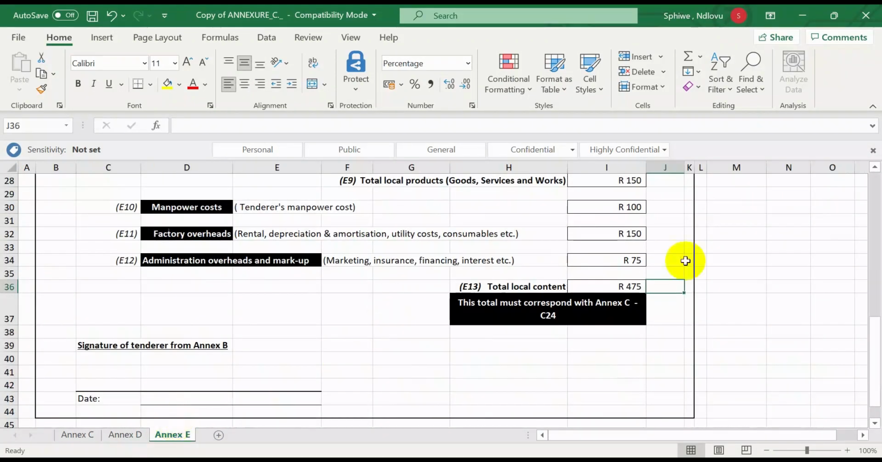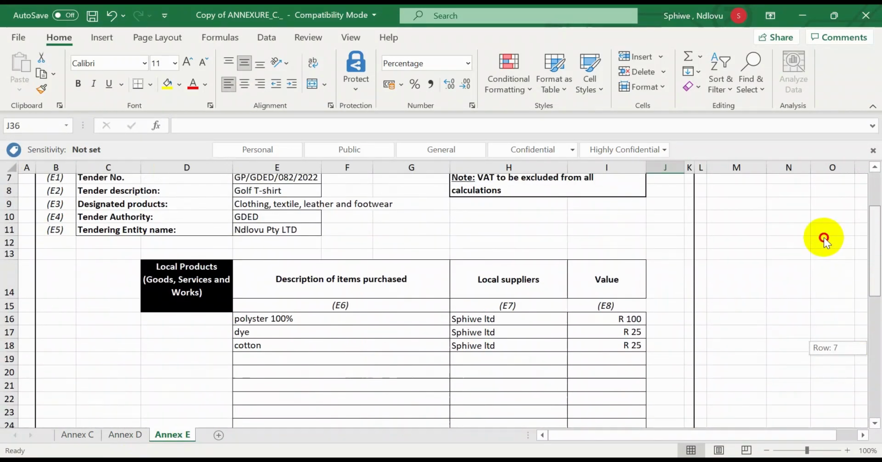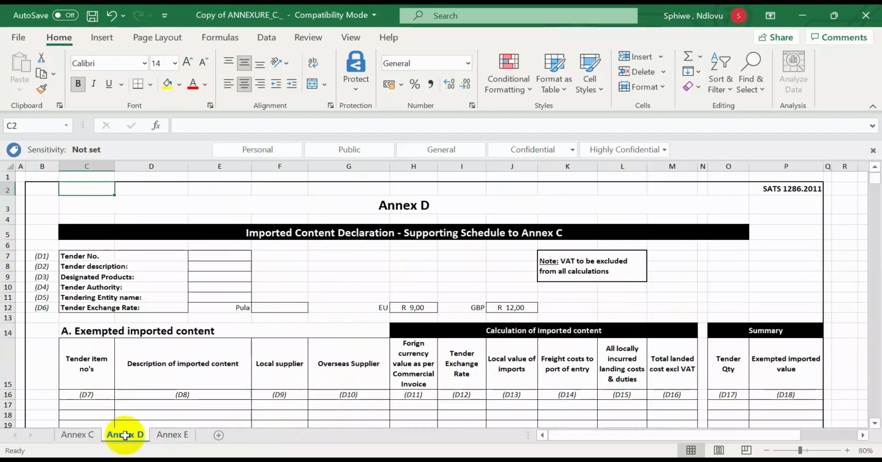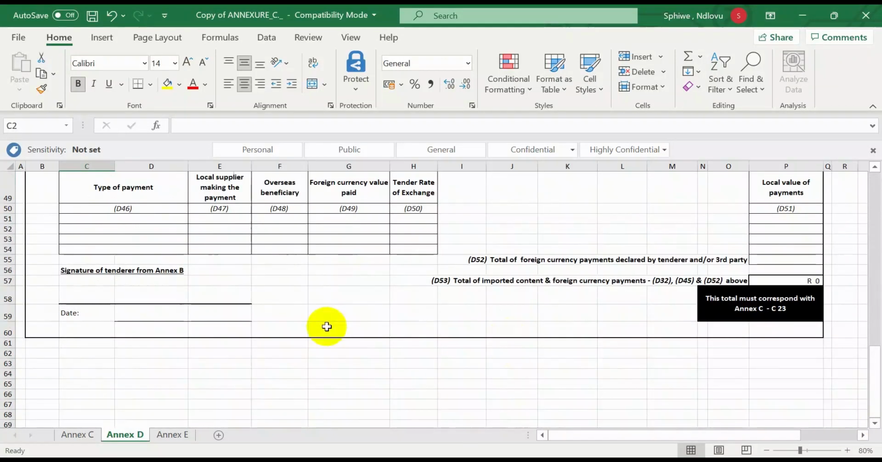Because we were buying a golf t-shirt that is 100% locally manufactured, therefore you will not complete Annexure D. So you will scratch it out and say not applicable, and then you will also sign it and date it there.